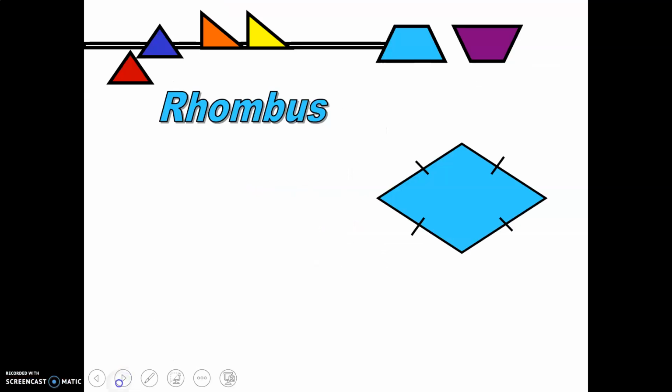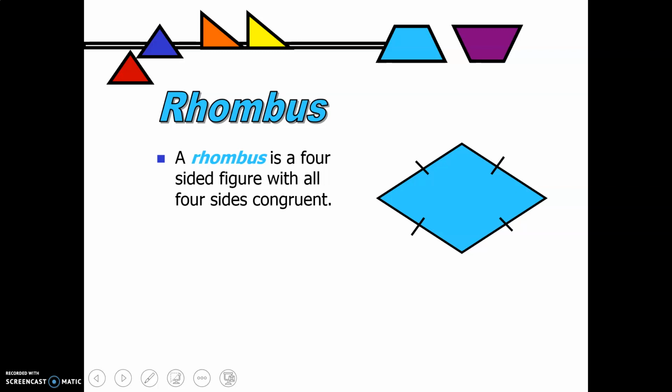So remember that a rhombus is a four-sided figure, so it's a quadrilateral in which all four sides are congruent. If you recall, earlier in the year we talked about how squares are a special type of rhombus. A square is a rhombus that has four 90-degree angles.